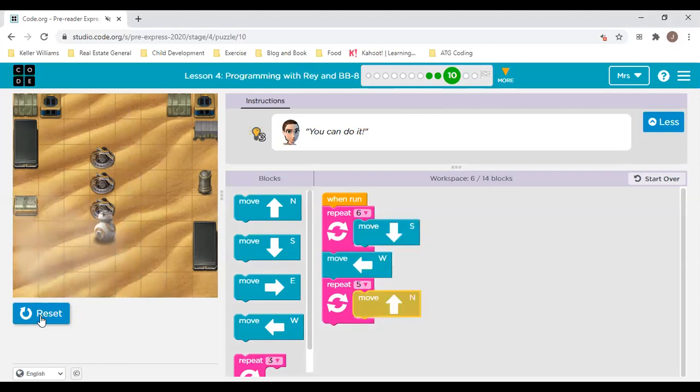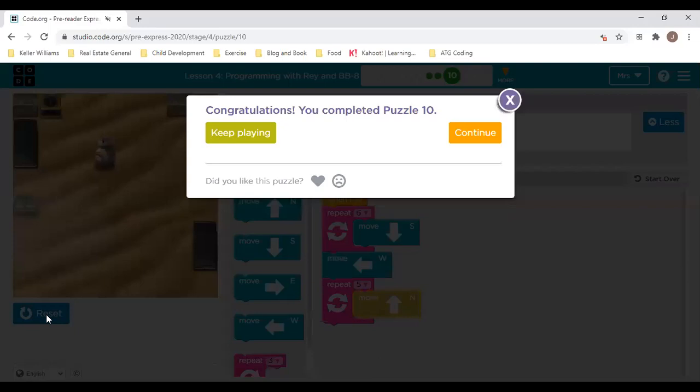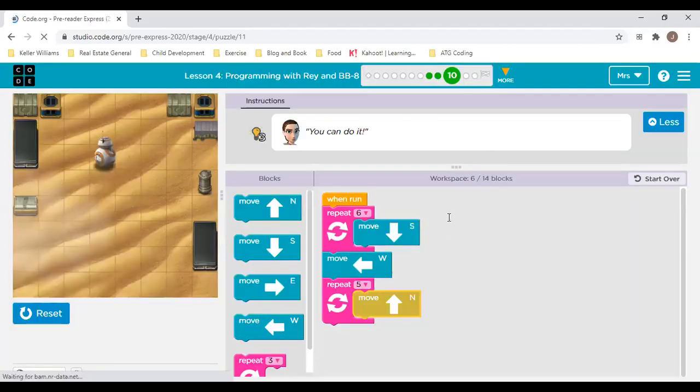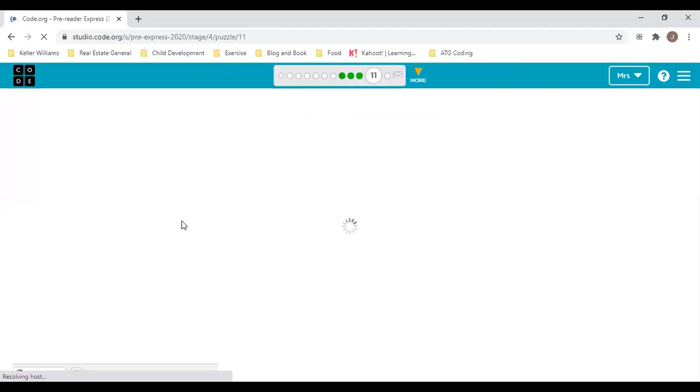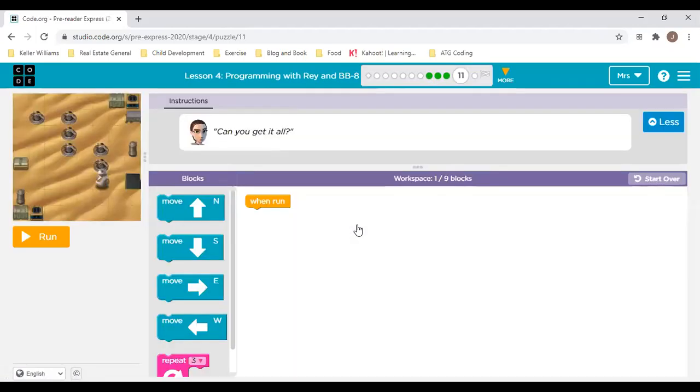Now, do you see there are different ways? And it is easy for us to find mistakes. So very, very well done to everyone who tried. And those of you who did it on your side, congratulations. You just coded BB-8 to get a lot of scrap metal there. So Rey will be very happy.